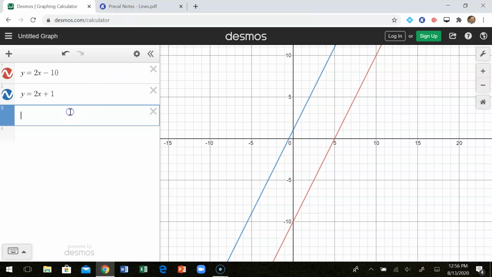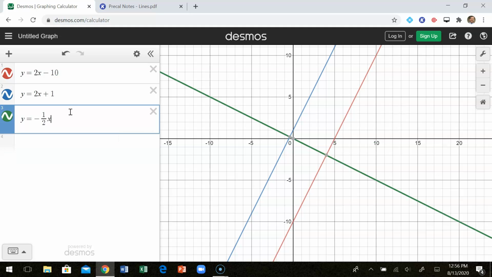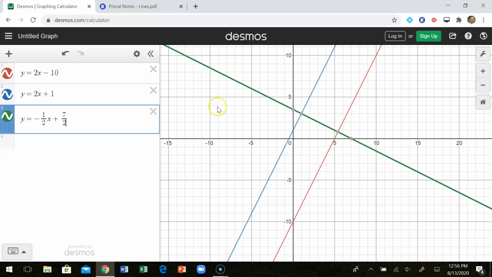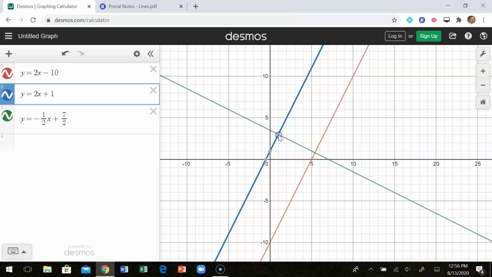And then we also have y equals negative 1/2 x plus 7/2. And again, you see that that is perpendicular to these lines, but also goes through the point (1, 3).